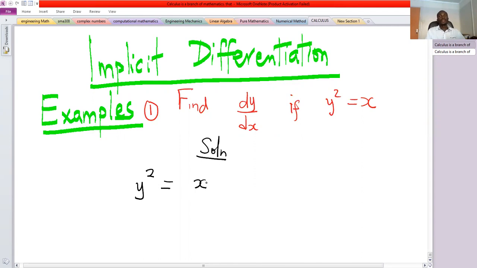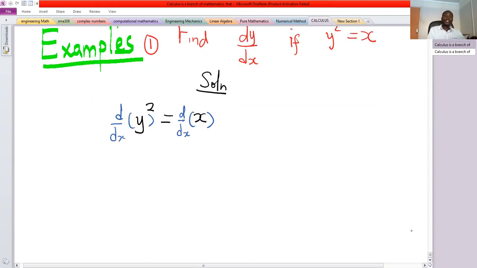So if you remember the steps we gave on implicit differentiation, step one is to apply d/dx on both sides. So d/dx of y squared and d/dx of x. Now using the power rule, this will give us 2y, but y is assumed to be a differentiable function of x, so you attach dy/dx. d/dx of x is just 1.